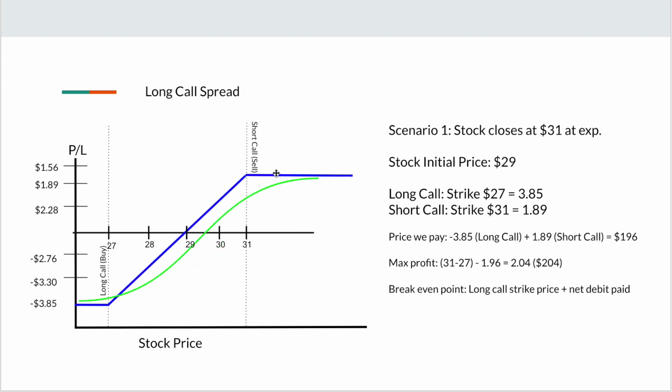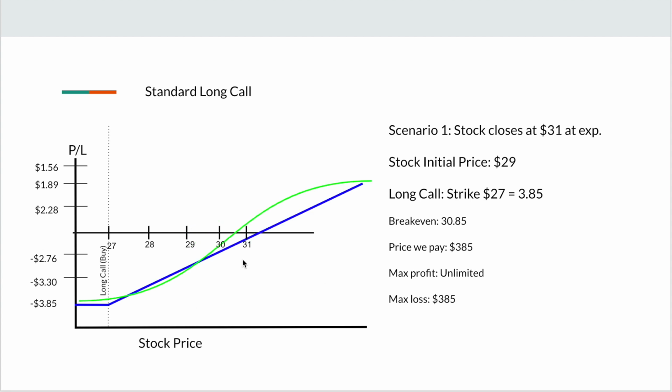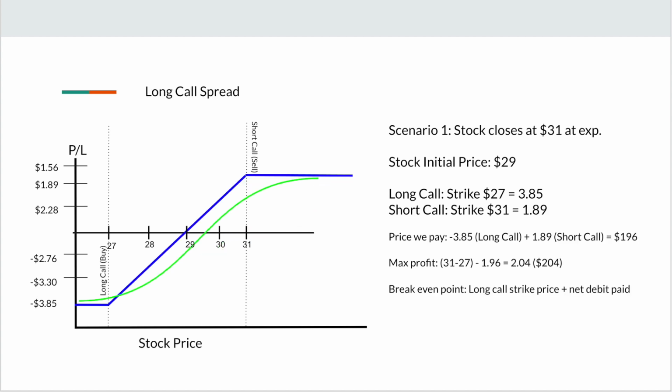Comparing that to the long call spread, if the stock closed at 31, you'd actually end up collecting $204. The way you calculate that, as I stated, is you take the width of your spreads minus the initial amount you paid, and that gives you a total of $204. So there you go. There's a huge difference between your P&L. What would you rather risk? Would you rather risk 385 for an option to make $15 if the stock expired at 31, or would you rather play your odds a little bit better and make more money, however risk less?